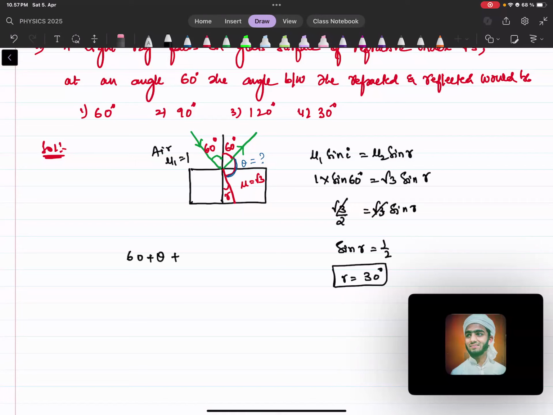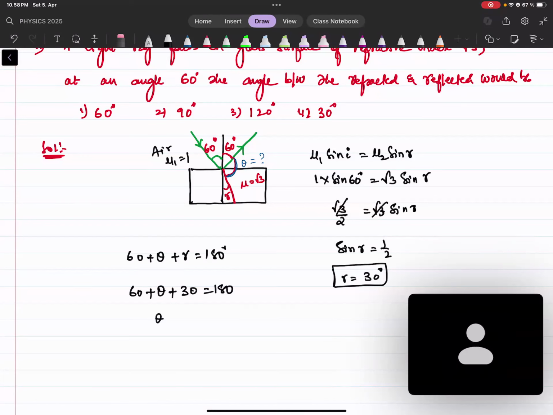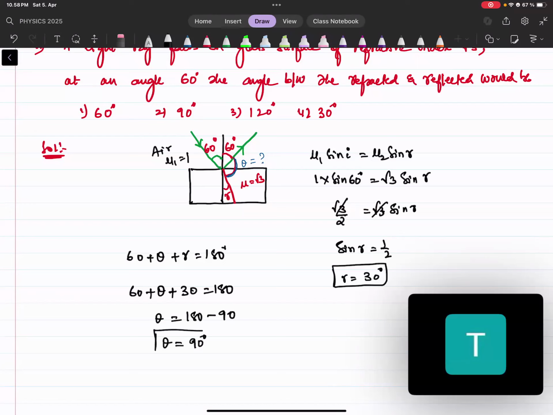60 plus theta plus R must be equal to 180 degrees. So this is 60. I need to calculate the value of theta. R value I got is 30, that is equal to 180. So 60 plus 30 will be equal to 90. So theta is equal to 180 minus 90, which is 90 degrees. So the angle between these two will be equal to 90 degrees. That is your answer. Am I clear?